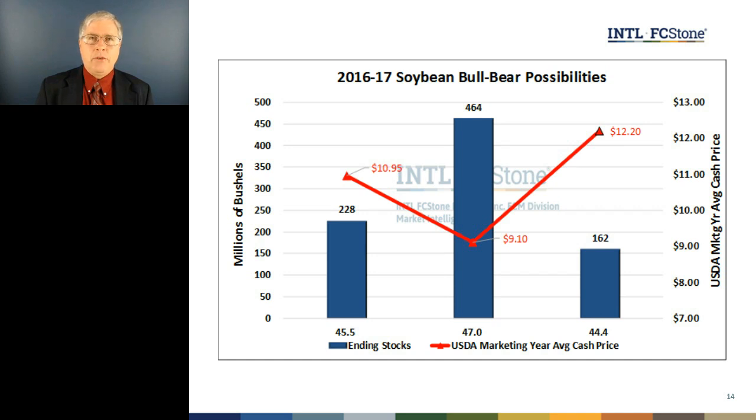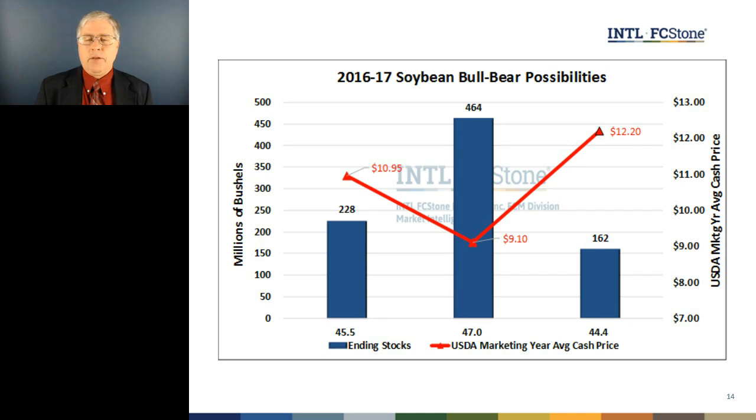So I'm assuming some modest stress on the soybean crop in the month of August, and I'll talk about that a little bit more. 228 million bushels would suggest a marketing year average cash price at $10.95, probably a board price above that, but we've already seen a lot of new crop soybeans priced already, which is why the cash price wouldn't be higher. If we push that yield up to 47 bushels per acre, here again I'm using USDA's acreage, well then that would argue for ending stocks going to 464 million bushels, marketing year average cash price at $9.10 per bushel.